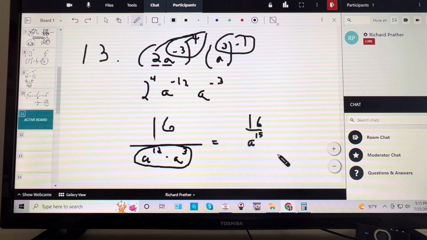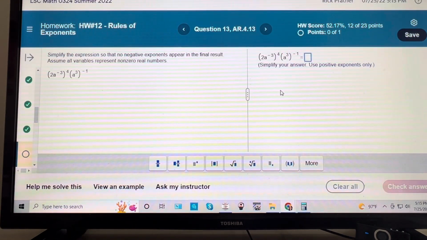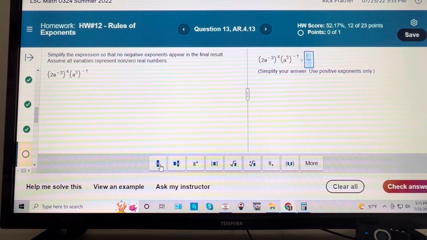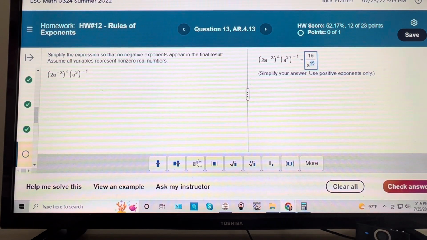And this is not the only way to do the problem. I could have added these negatives first, and it would have been -15, and then I could have moved it to the bottom. I could have done this first and put that in the bottom, and then have a fraction, a parenthesis with a fraction and a 4 on the outside. And if you do any of those other options, you get the same answer. So 16 over a to the 15th. (16 over a raised to the 15th power).